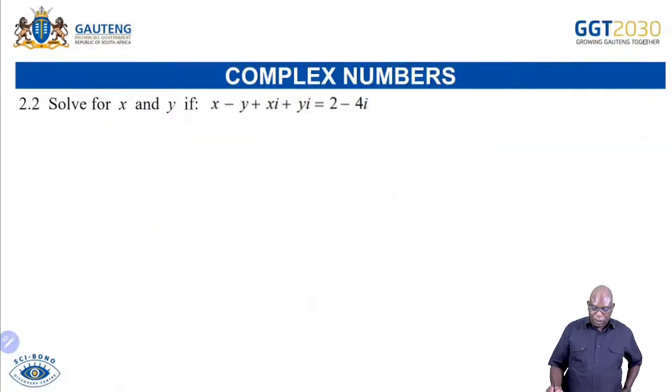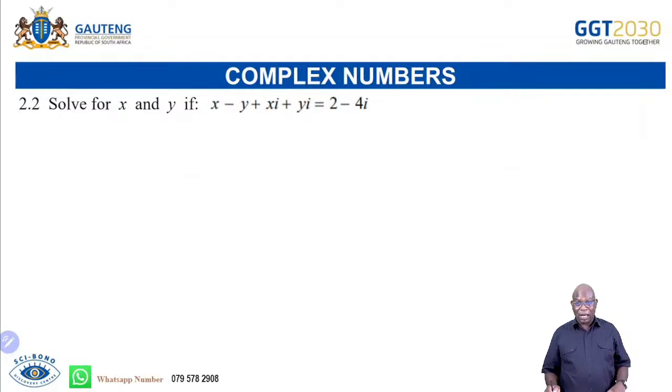Here's another question. Solve for x and y. So you can see in this case now, we need the value of x and the value of y. One equation is given. We need to equate your real and your imaginary parts. So first of all, the first thing that you need to do, you must make sure that you don't have any i squared here. Secondly, you must make sure that you don't have any brackets.